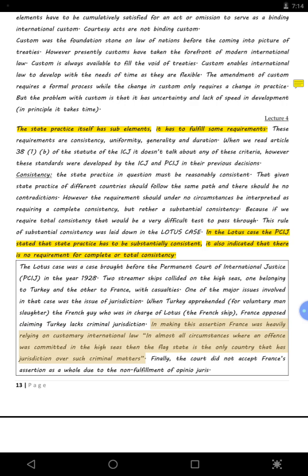In almost all circumstances where an offense was committed in the high seas, the flag state is the only country that has jurisdiction over such criminal matters. Finally, the court did not accept France's assertion as a whole due to the non-fulfillment of opinio juris.